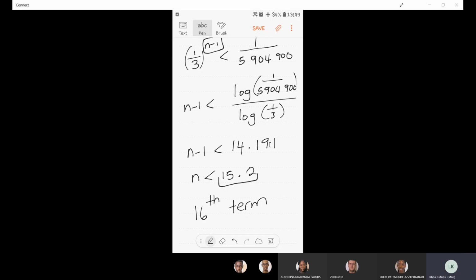Okay, so we're about to move on to the sums of geometric progressions. Before we leave this part, do we have any questions on what we have done so far?